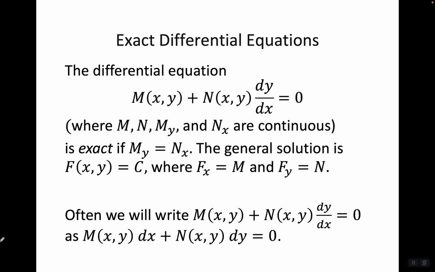You'll be fine. Often, we'll write this M(x,y) + N(x,y) dy/dx = 0 as M(x,y) dx + N(x,y) dy = 0. So we're just multiplying both sides by dx.